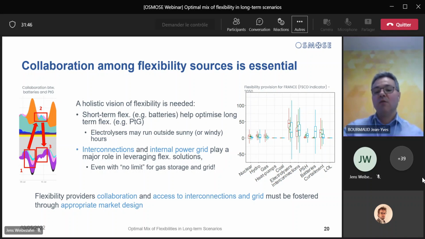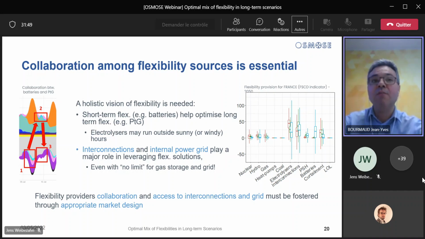In practice, we observed a kind of cooperation between them, as illustrated by the generation demand stack on the left-hand side. Batteries and pump storage plants store electricity in excess during sunny hours, as shown by marker 1. Then, they discharge during the night, as shown by marker 2, which allows, in turn, electrolyzers to run outside sunny hours, marker 3. As a general result, the average capacity factor of electrolyzers is increased, as well as the total generation of green gas.